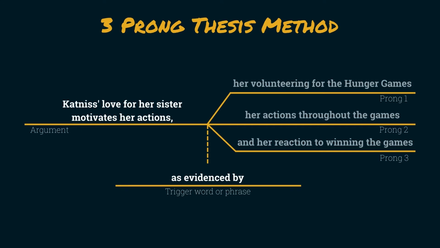So that's prong 1. Prong 2 is her actions in the games. And prong 3 is going to be her reaction to becoming victor. So we have our argument, our analysis: Katniss's love for her sister motivates her actions. And this is evidenced by 1, 2, 3 prongs: her volunteering, her actions in the games, and her reaction to becoming victor. And so in our body paragraphs, we're going to move into each of these points and expand them and provide a lot of evidence and supporting detail and further analysis. So stay tuned. Next time, we're going to be talking about building that great body paragraph based off of our thesis statement.